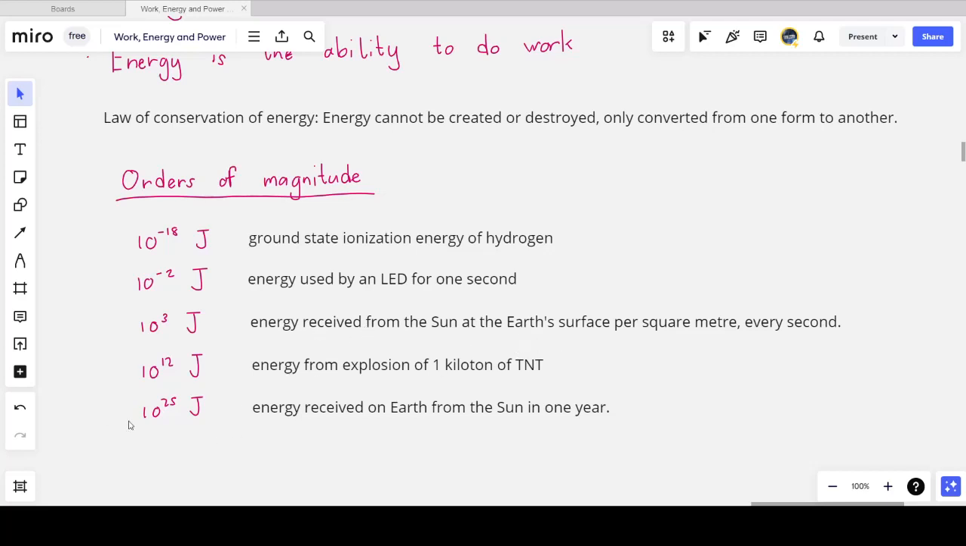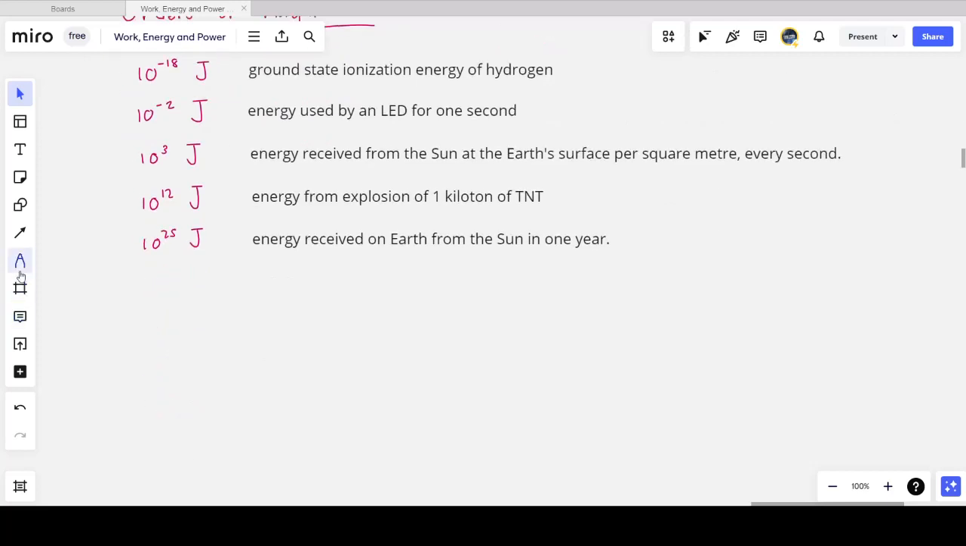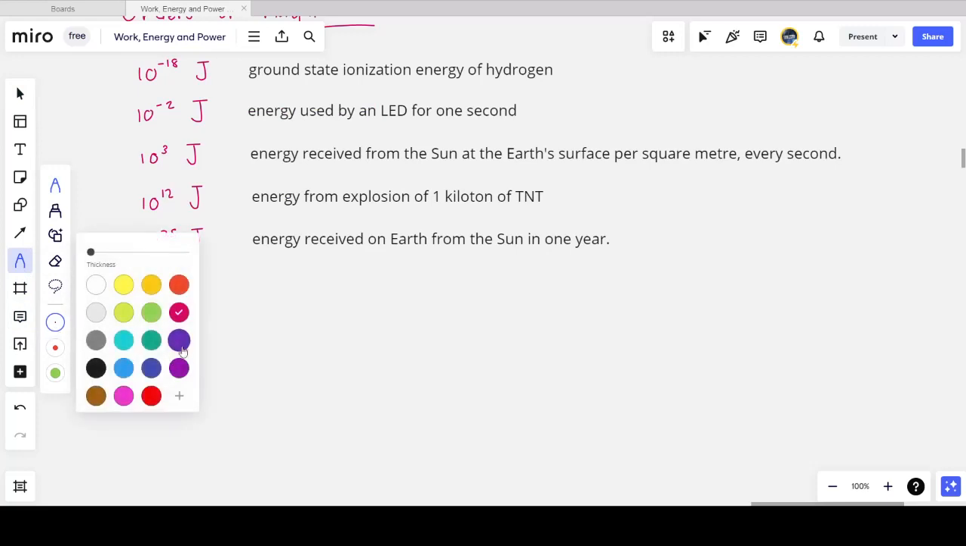And so there are energies higher than this, energies of quasars, energies of galaxies, rotational energies of galaxies, and smaller energies than the ground state energy of hydrogen, like the energy of a photon of a very low frequency. But here's just an idea of the orders of magnitude of some of the energies that you might come across in your journey in physics.